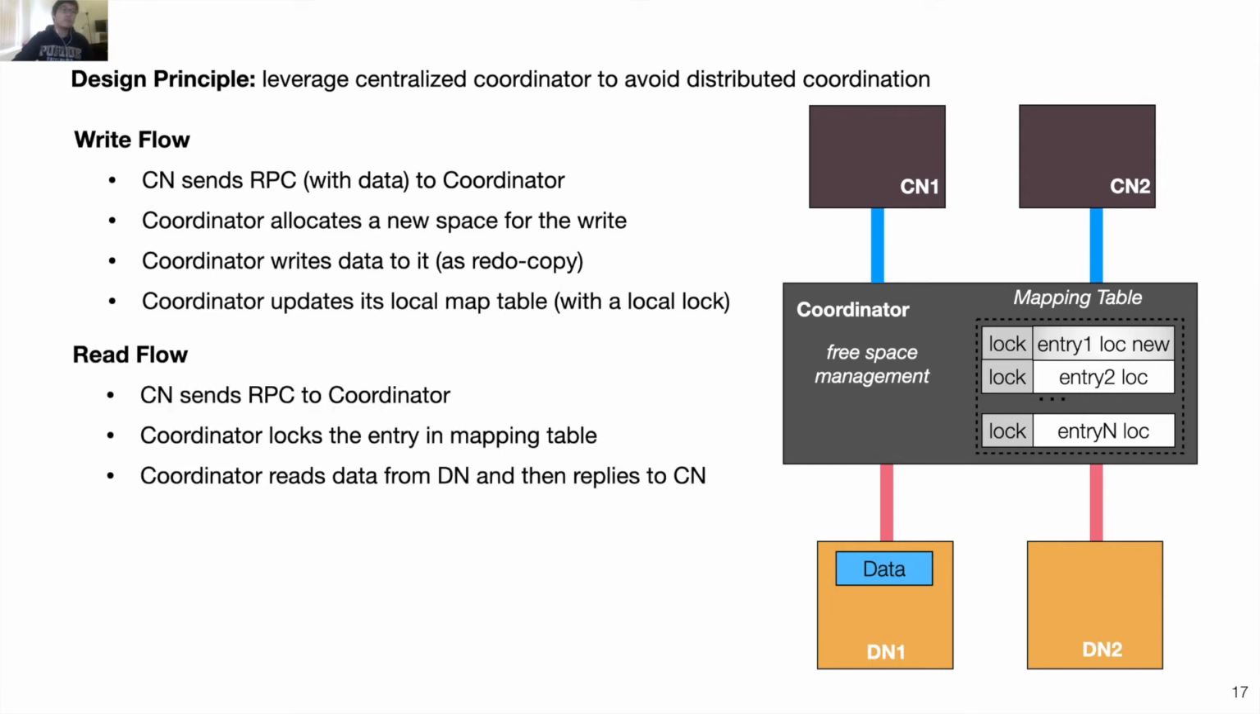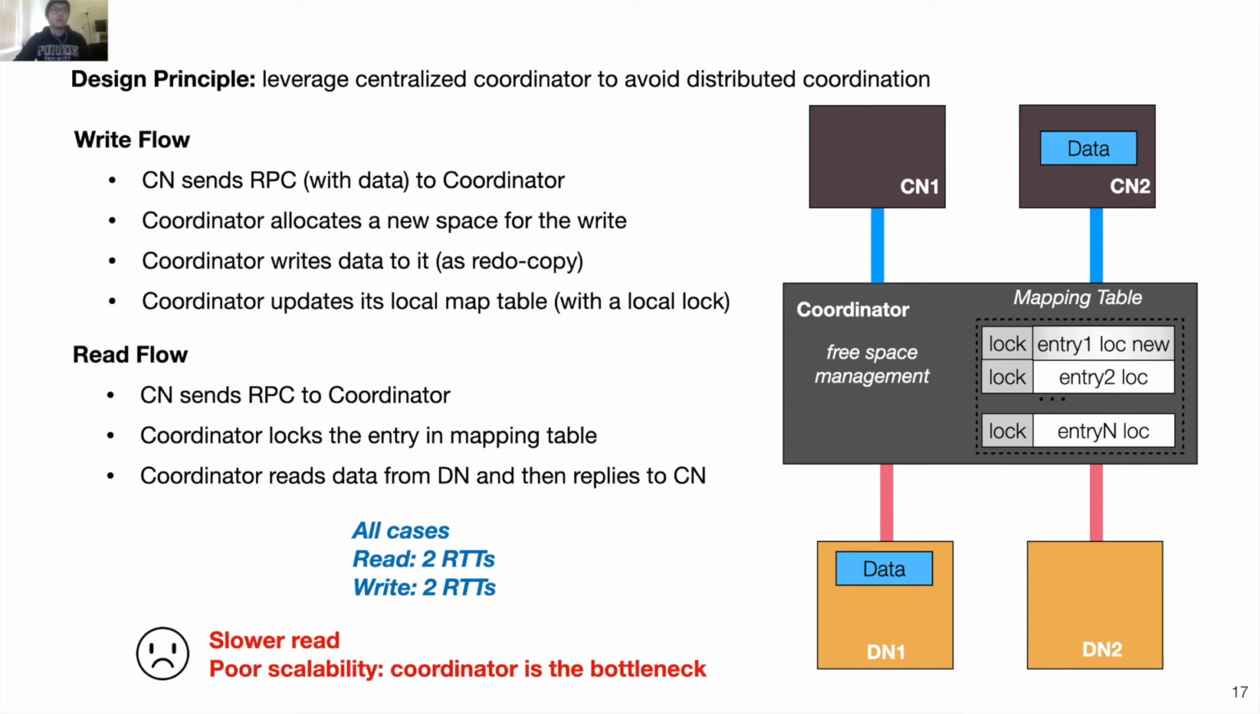To perform a read, CN sends an RPC request to the coordinator. The coordinator then logs the corresponding entry in the mapping table, then reads the data from the location stored in the table, and finally replies to the CN's read RPC with this data. Reads and writes in pDPM Central always take 2 RTTs. However, pDPM Central's 2 RTT KVS read is slower than pDPM Direct. More important, the single coordinator cannot scale with CNs or DNs.